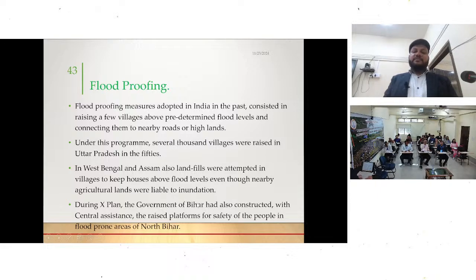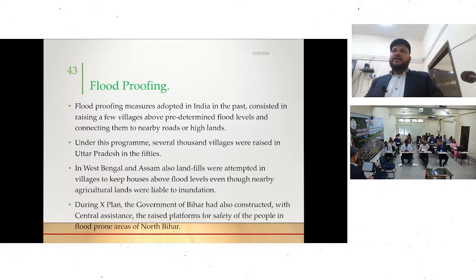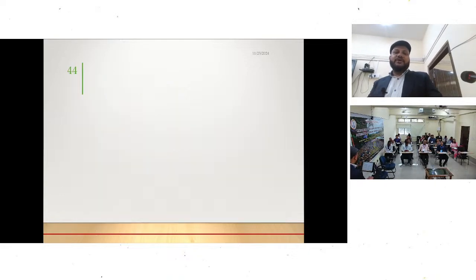During the 12th plan, the government of Bihar also constructed them with central assistance. Raised platforms also come up there. The Brahmaputra Board has created 4 or 5 raised platforms in Majuli. Raised platforms are basically a landfill above the HFL, so that in case of heavy flooding, people can be evacuated to that place, or to some school building or other areas. Nowadays, schools are also being constructed so that they can be used for flood proofing.